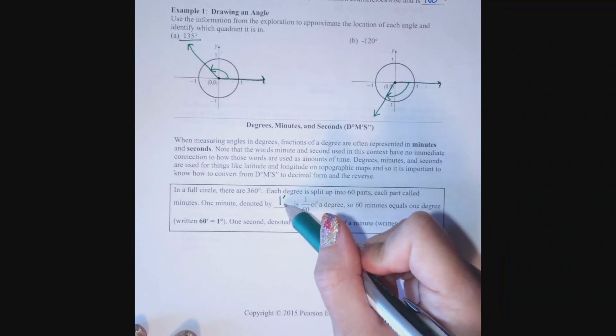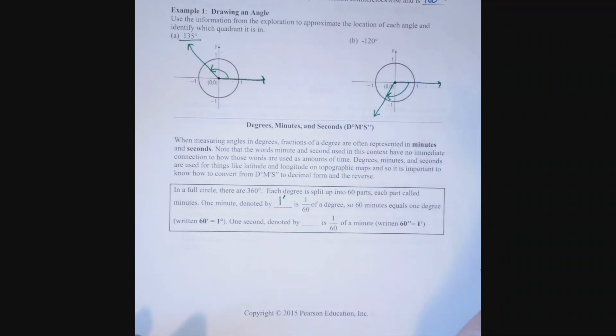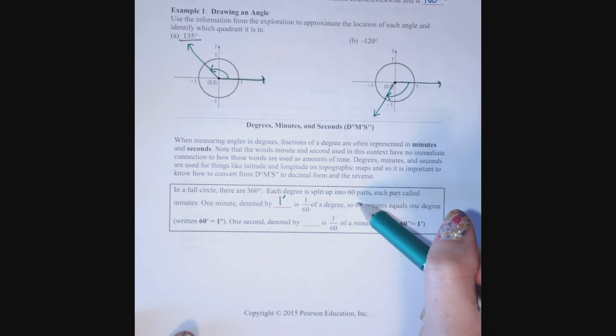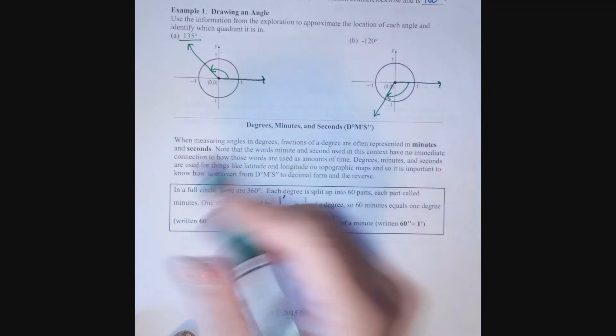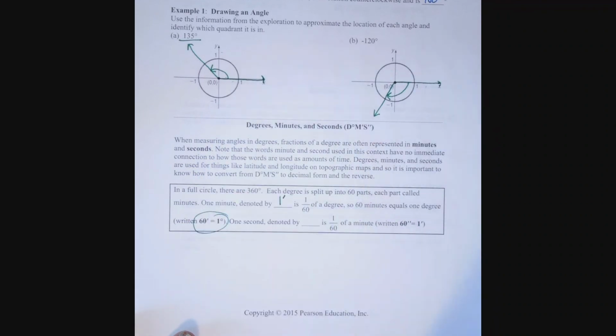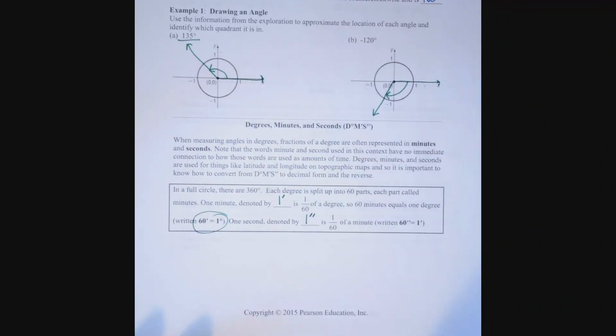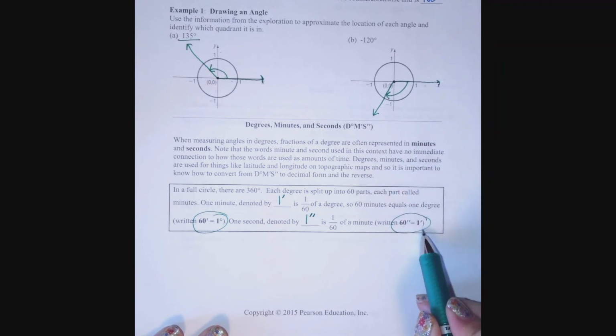We do 1 for minute. We're going to do 2 for seconds. So this is going to be 1 minute. That is 1/60th of a degree. So 60 minutes is equal to 1 degree. And 1 second, like I said, we've got 2, it's like a quotation mark there, is 1/60th of a minute. So there are 60 seconds in 1 minute.